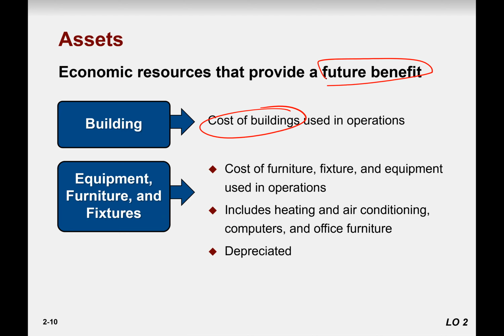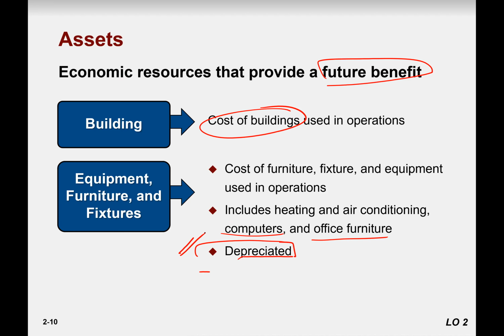Equipment, furniture and fixtures, computers, right? Chairs, this kind of stuff, ACs, the water coolers, air purifier, this kind of stuff. But remember, it comes with another account, that is depreciation account. So why is this unique to these assets? Because assets are subject to wear and tear after some usage.